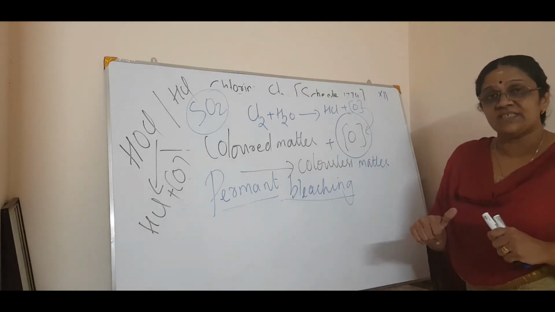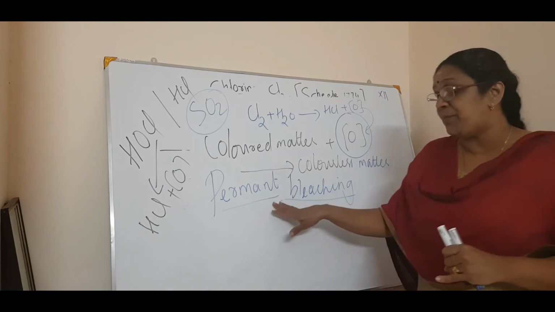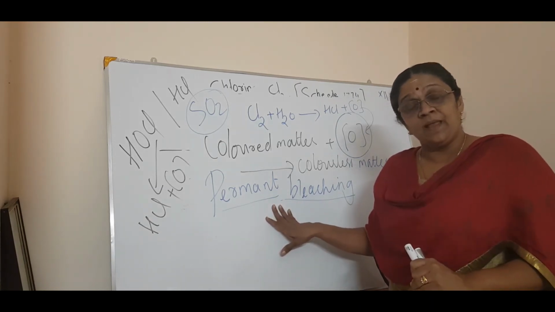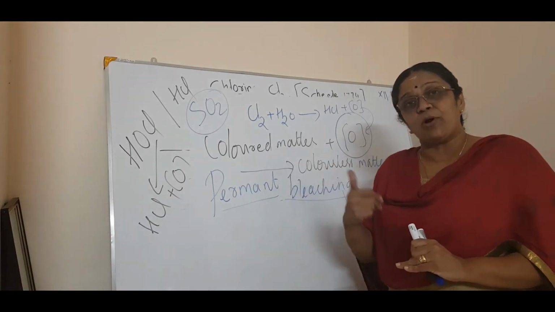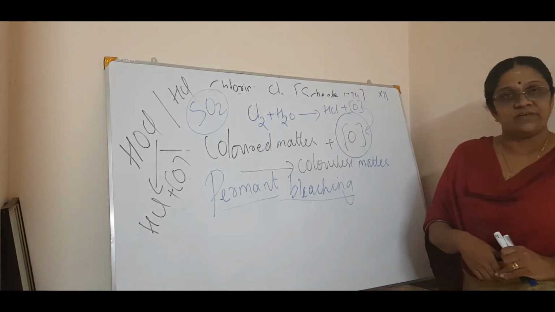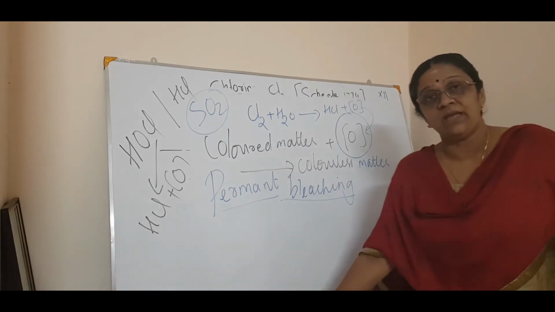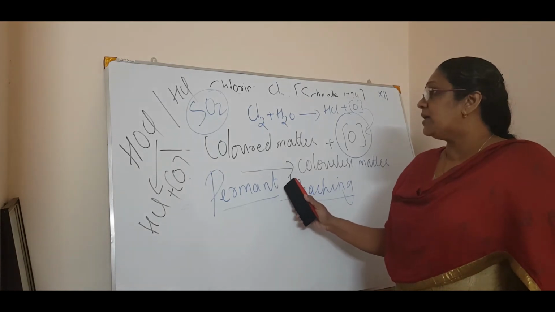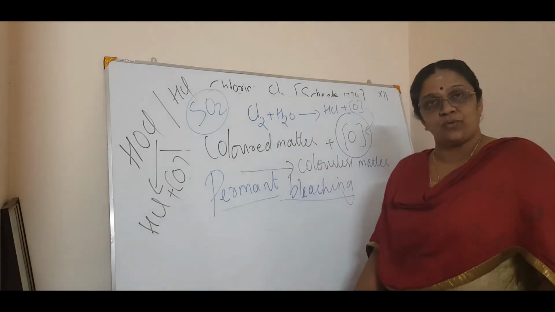Now, what are the differences if they ask? You can write: one is a permanent bleaching, chlorine. Sulfur dioxide is a temporary bleaching. Then sulfur dioxide makes use of reducing properties while chlorine uses oxidizing property. So there will be two main differences. Now this is about the bleaching action of chlorine.